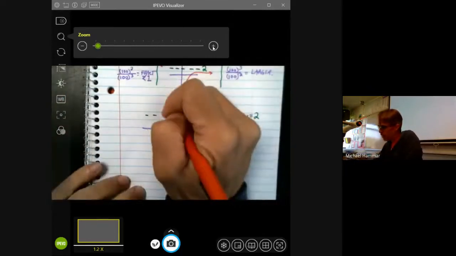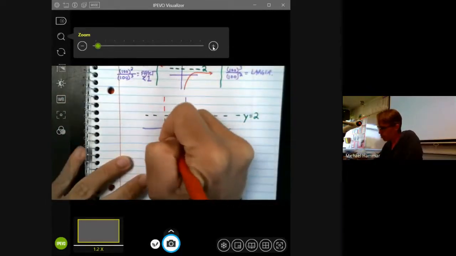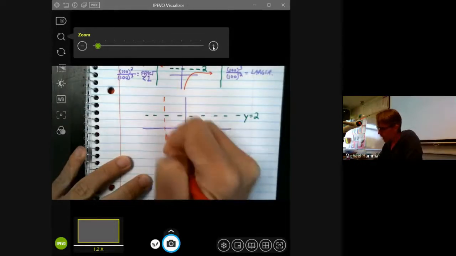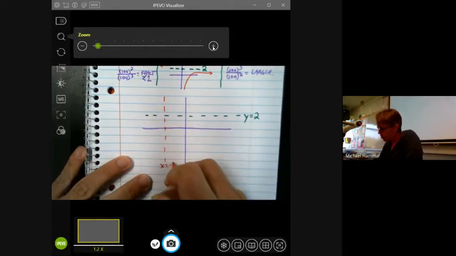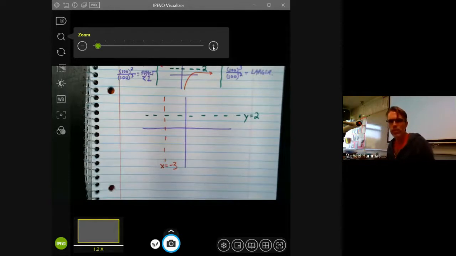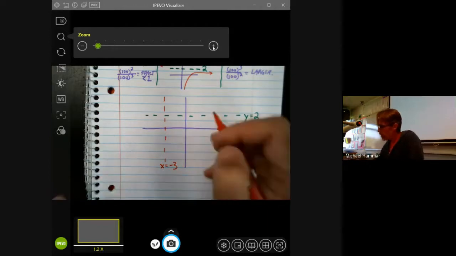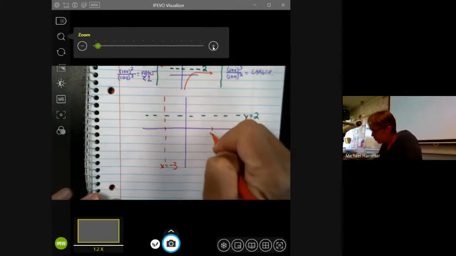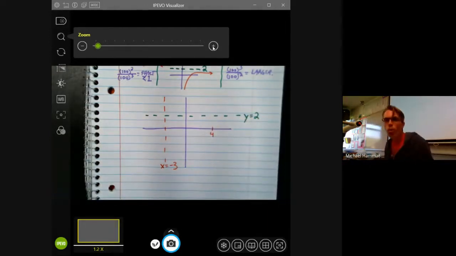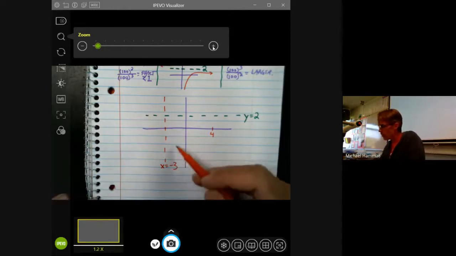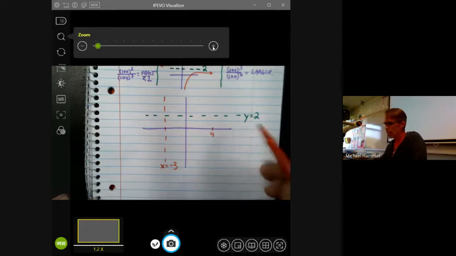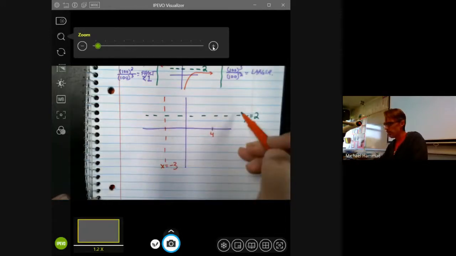So let's put in a vertical asymptote at -3. So x equals -3 is my vertical asymptote. Now I also know that at x equals 4 there is going to be a hole. But right now, I don't know where that hole is going to be. Okay? Because I don't know if the graph is going to be underneath or if it's going to be above.